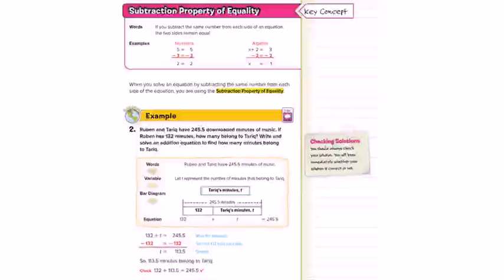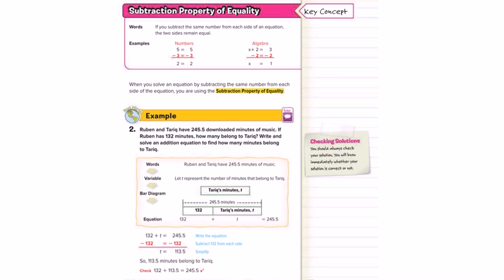So if I look at my original situation here, it's talking about how Ruben and Tariq have 245.5 downloaded minutes of music. That means together they have that much. So I know that that's addition that's happening there. The thing that I don't know is how many minutes belong to Tariq. So that's going to be my variable. So I'm going to use t to represent that. So if I add the amount of minutes, 132, that Ruben has, plus the t minutes that Tariq has, it will equal 245.5. So that's my equation then.